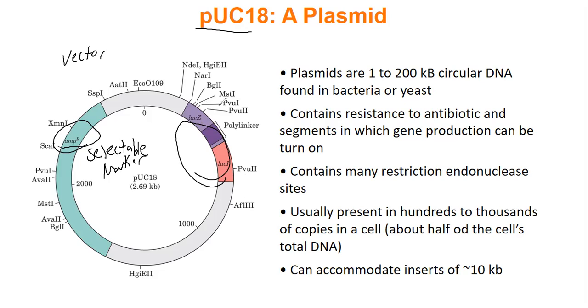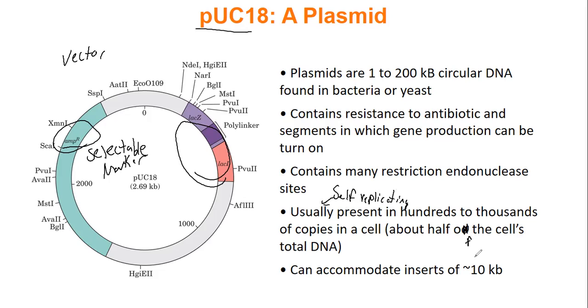Restriction endonuclease sites, you need a lot of those because we're going to insert DNA into this plasmid, so we need to be able to cut DNA. You also want your vector to be self-replicating. Once we insert this plasmid into the cell, we want it to reproduce by itself, so it will have hundreds to thousands of copies of itself inside the cell. So once we turn it on with the lac operon, we're going to be making a lot of proteins.